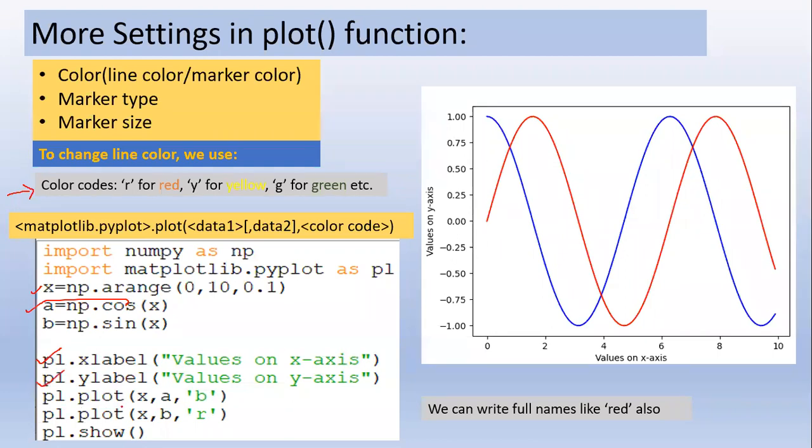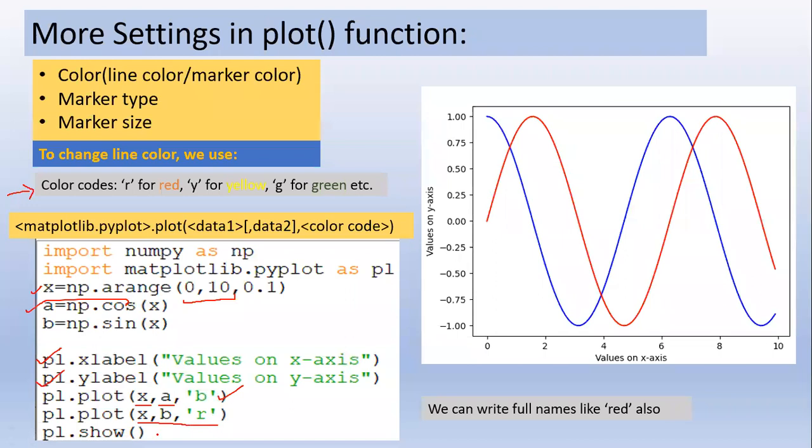PL dot plot x comma A. First value, second value. X means 0 से लेके 10 के बीच की values. A means values for cos. It will automatically create values for cos. आपको values देने की जरूरत नहीं पड़ती. Then b means blue color. Similarly, x comma B comma r means red color.